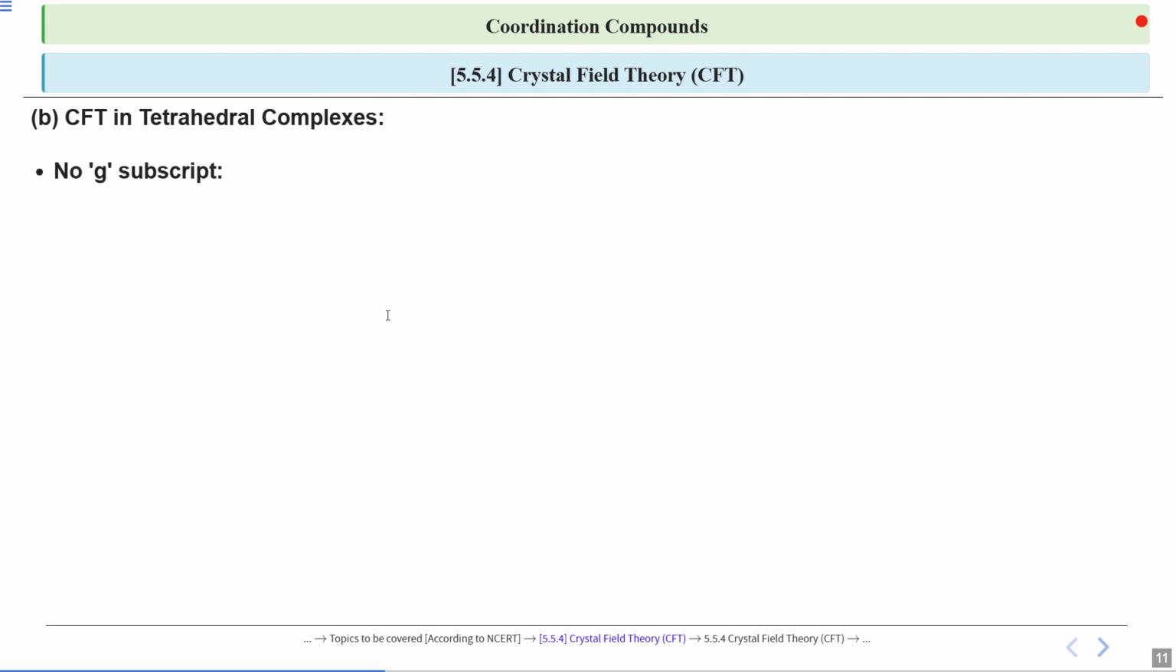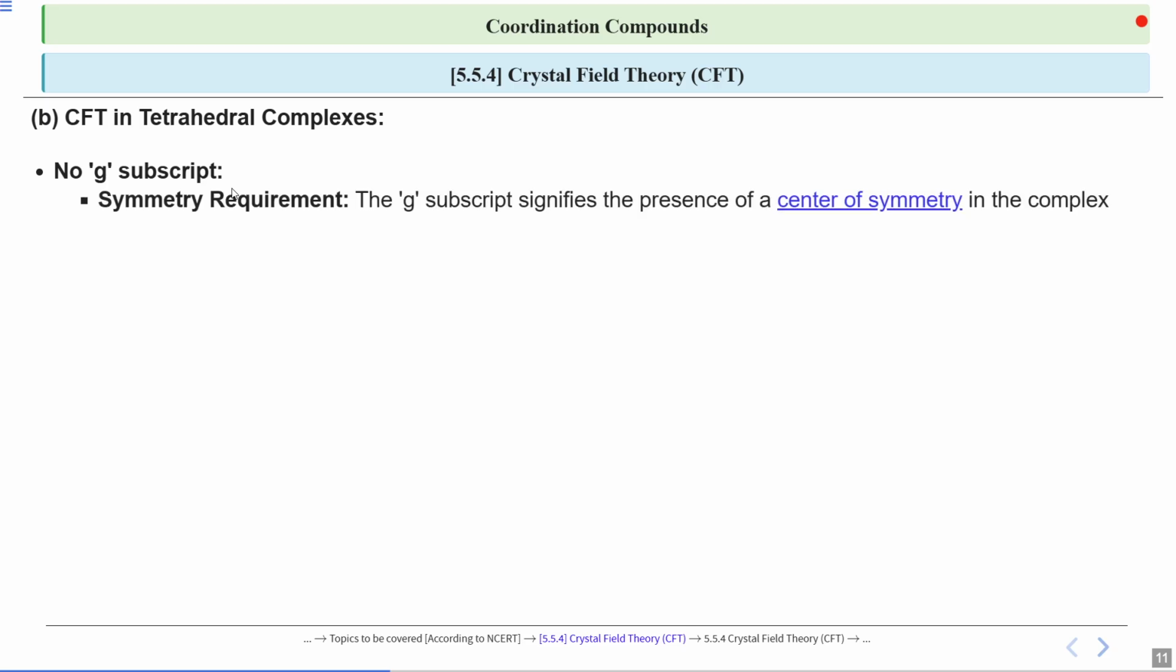Now, as I said, there is no g subscript here. So why is no g subscript present in the E or the T2? Symmetry requirement. What does that mean? The g subscript signifies the presence of a center of symmetry in the complex. If you are placing a g in the subscript for any set of orbitals, that means you are signifying there is a center of symmetry in our complex, whether it is octahedral or tetrahedral. But here we don't use any g subscript because there is no center of symmetry in this complex.